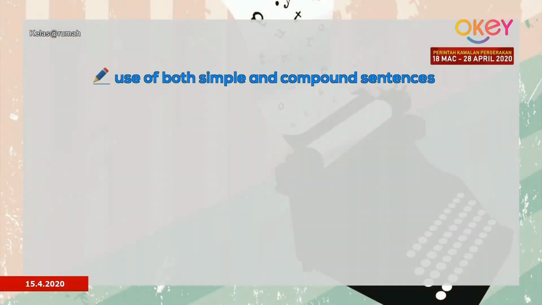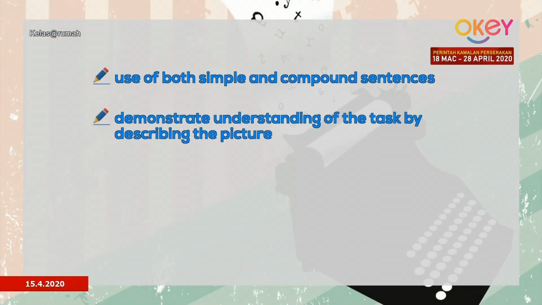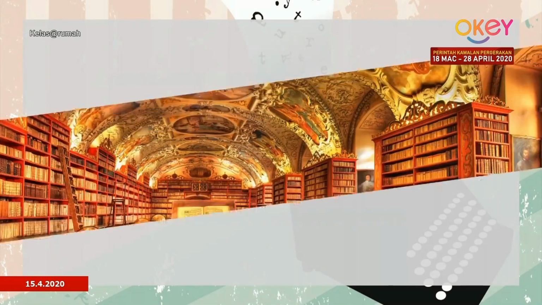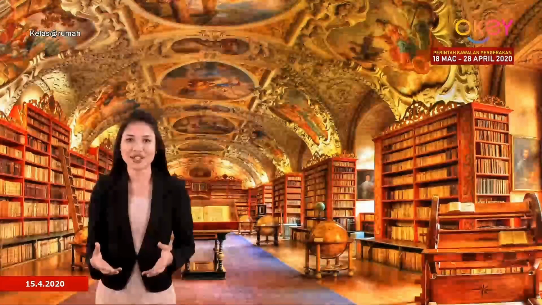So in order to score for this section, you must remember the following tips. Use of both simple and compound sentences. Demonstrate understanding of the task by describing the picture. Mastery of vocabulary and minimal grammatical and spelling errors. I will explain how to use these tips later. But first, let's analyze the topics that appeared in the past UPSR papers from 2007 to 2014.